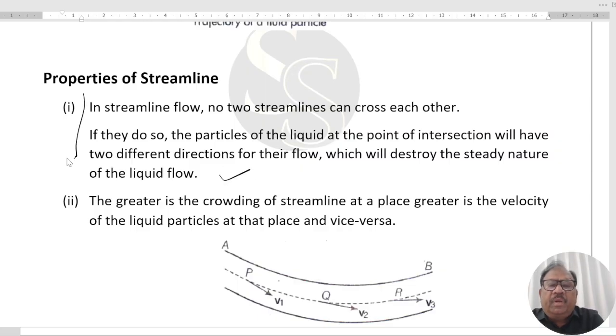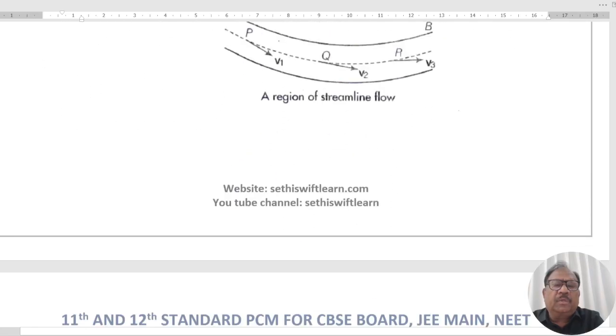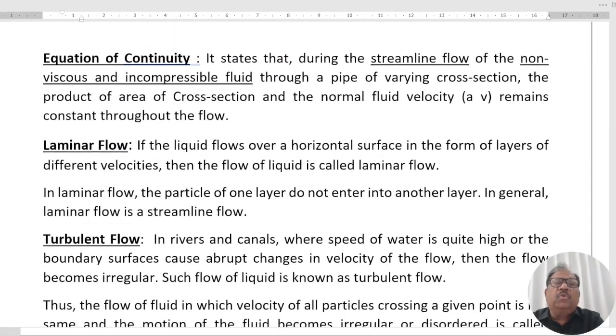Second, the greater the crowding of streamlines at a place, the greater is the velocity of liquid particles at that place and vice versa. Right? Next, the equation of continuity. The equation of continuity gives the rate of flow of liquid. Rate of flow of liquid is the same at different sections.